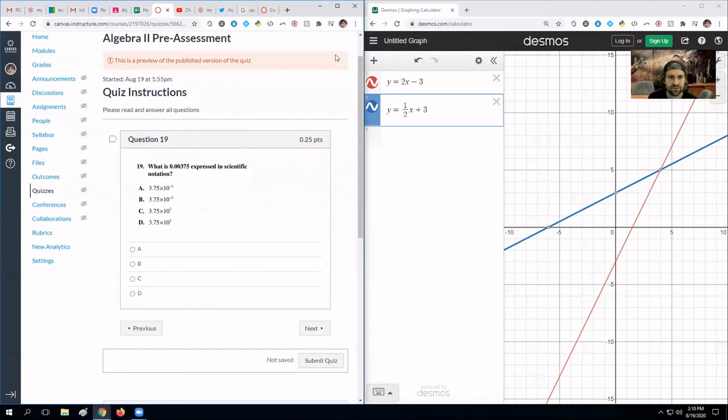All right, scientific notation, all we need to do is count how far we move it over. So how far to the left do I move this 3.75 over? I move it over 1, 2, 3 spots to the left. So it's negative direction. So that one would be A.